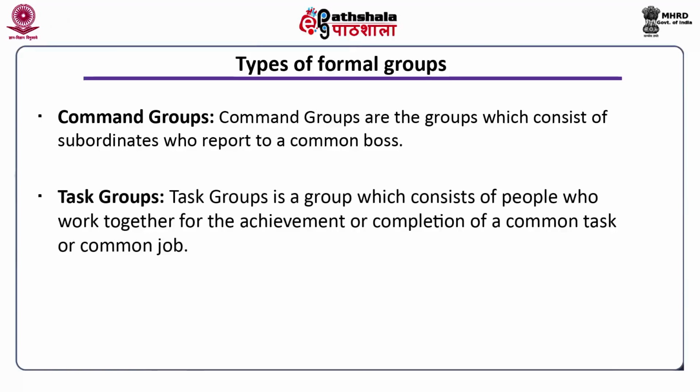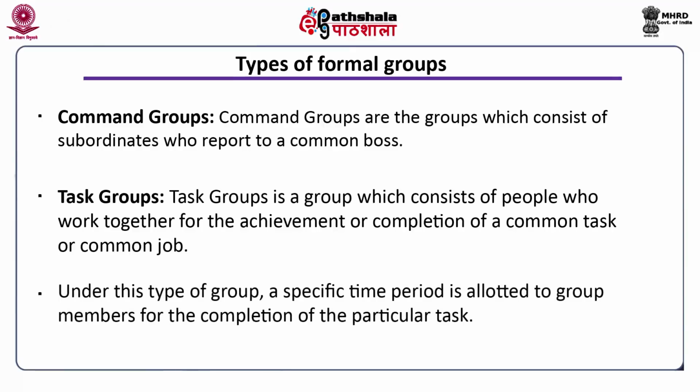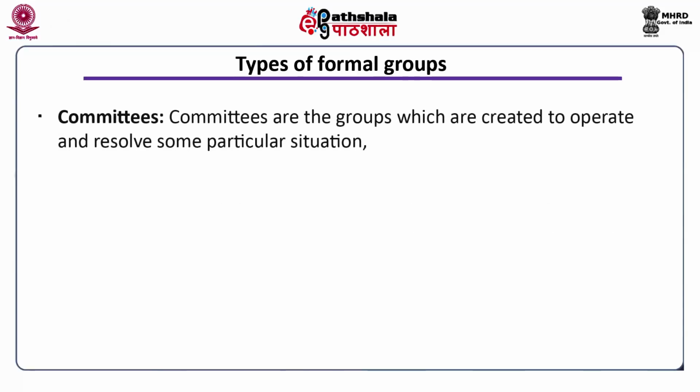A task group consists of people who work together for the achievement or completion of a common task or common job. Under this type of group, a specific time is allotted to the group members for the completion of a particular task. For example, if the university assigns the task of paper marking or evaluation to some of the lecturers or evaluators and instructs them to complete their evaluation within some definite time period, this is known as a task group. Third, we have committees.